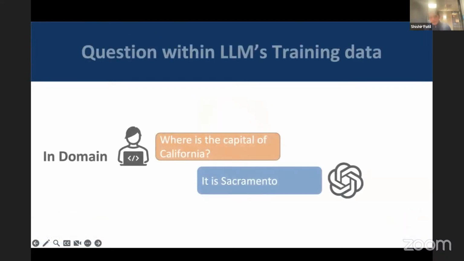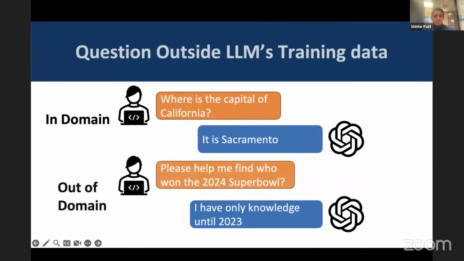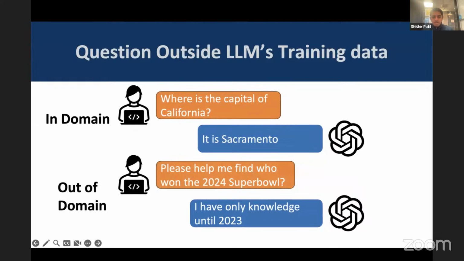Suppose I want to prompt the LLM and ask it a question: where is the capital of California? I'd say questions like this are in domain, in the sense that the LLM has been trained on this, and most likely this is not going to change much, right? So the LLM is going to say, it is Sacramento. Great. Now, suppose I were to ask an out-of-domain question, like, please help me find who won the 2024 Super Bowl. In this case, the LLM is going to say, well, I only have knowledge until 2023, so I have no idea who won the 2024 Super Bowl.